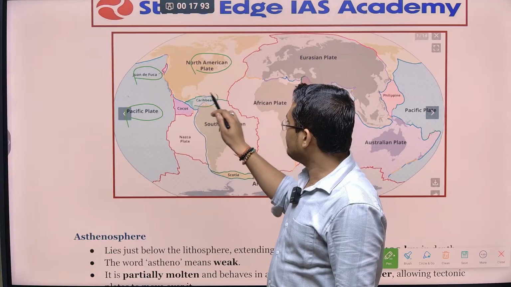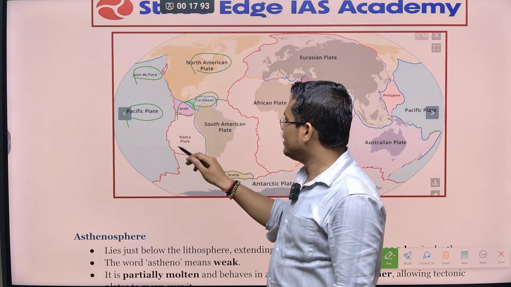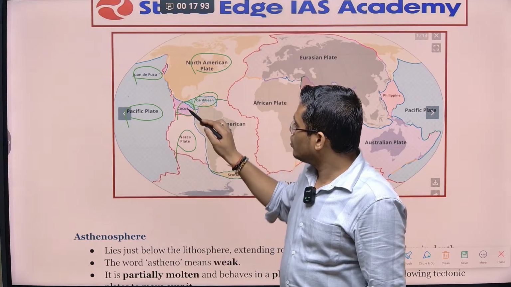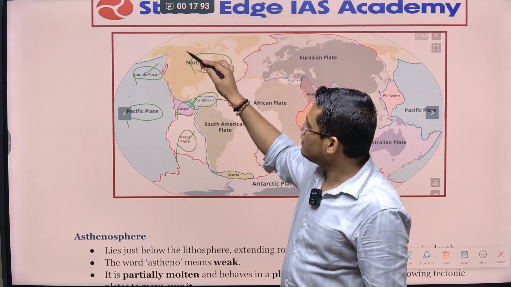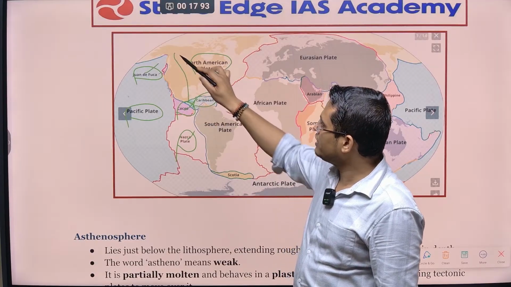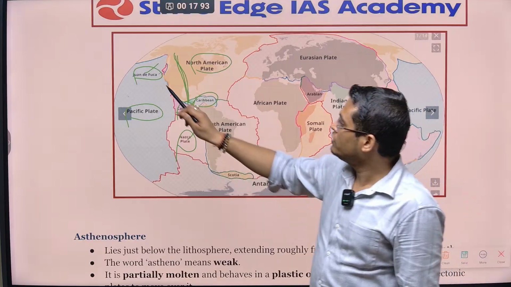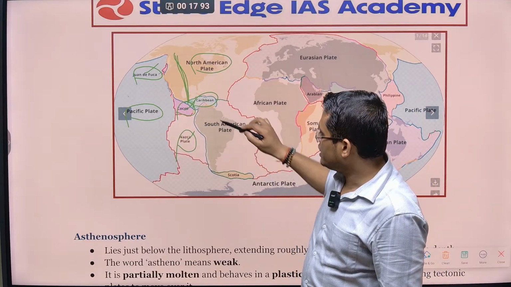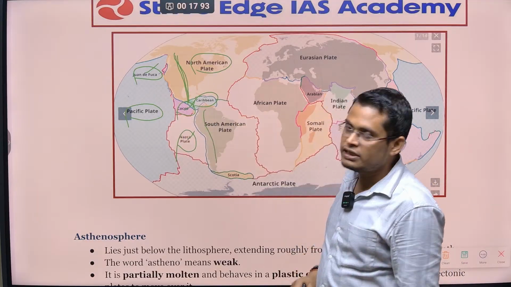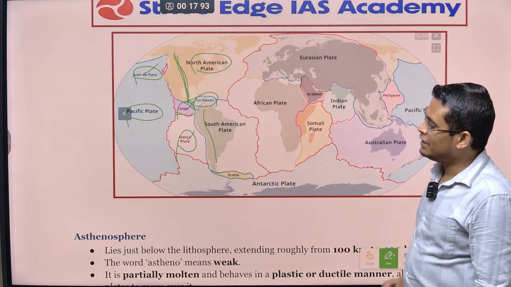So next is Caribbean plate, Cocos plate, Nazca plate. So this Cocos, Nazca, Juan de Fuca, they are very important because that is the reason there are the Andes. These are the Rockies mountains in North America because of the Juan de Fuca and Cocos plates, and the Andes mountain in South America because of the Nazca plate.